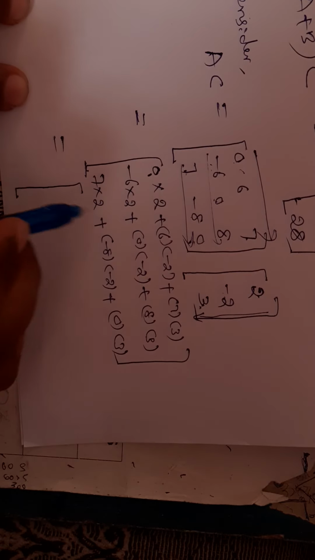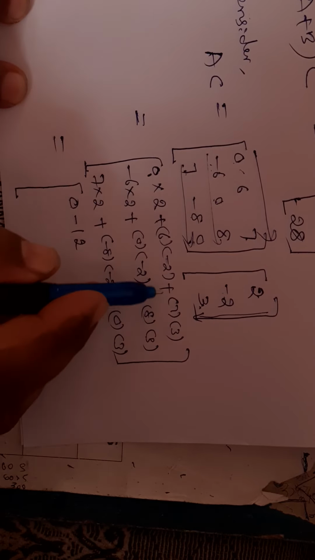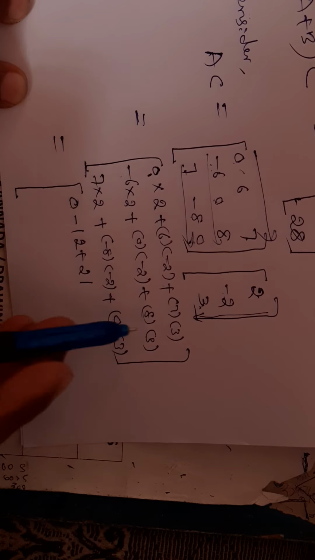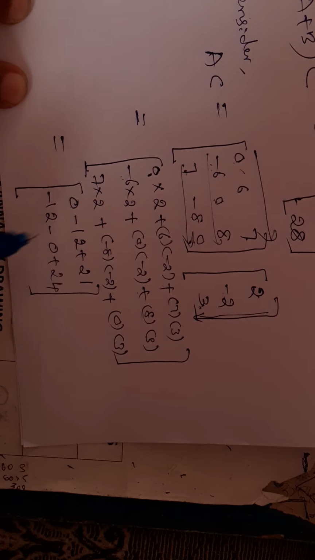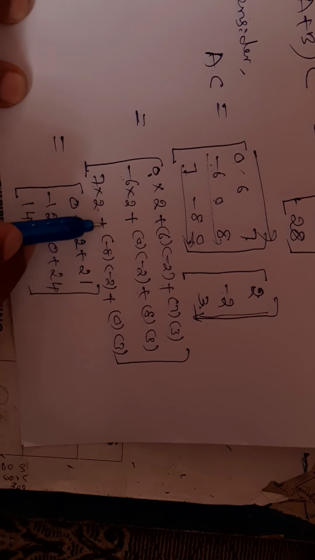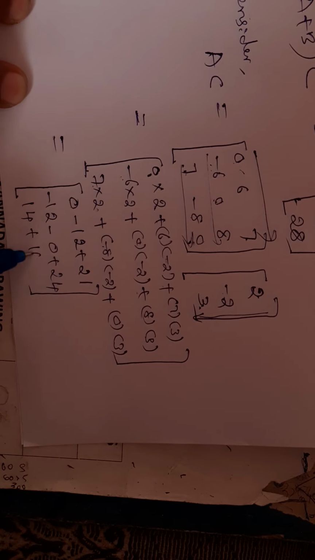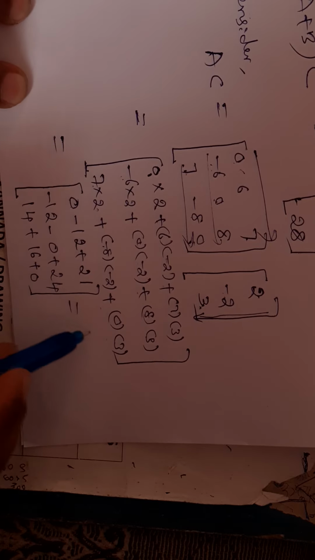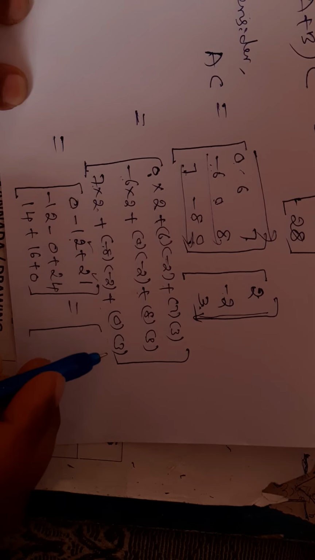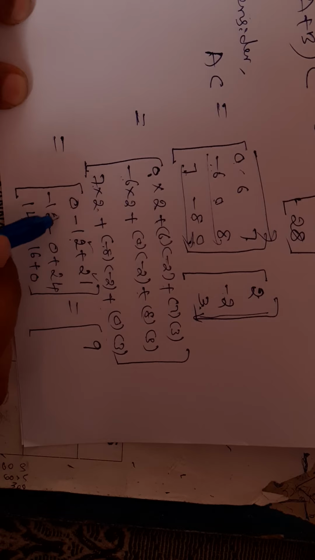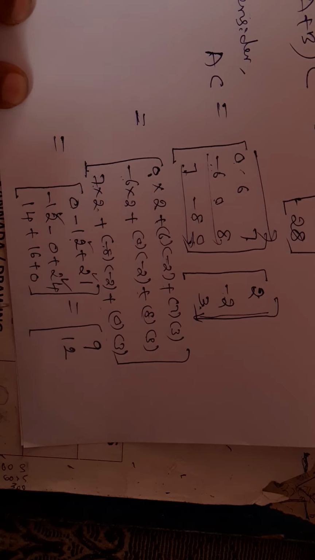0 into 2 is 0, plus into minus, minus 12, then plus 21. Minus 6 into 2 is minus 12, then plus into minus, minus 2 zeros are 0, plus 8 3s are 24. Then 7 2s are 14, then minus into minus will be plus, 16, plus 3 into 0, that is 0. So minus 12 plus 21 is 9, then minus 12 plus 24 is 12, then 16 plus 14 is 30. So this is the answer for AC.